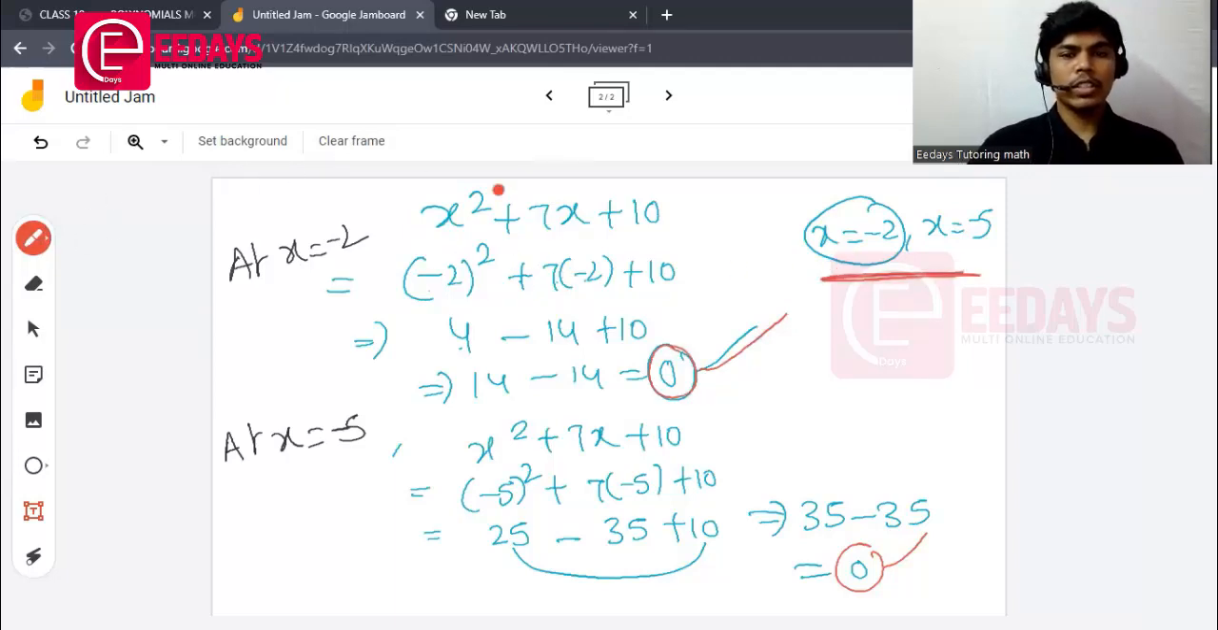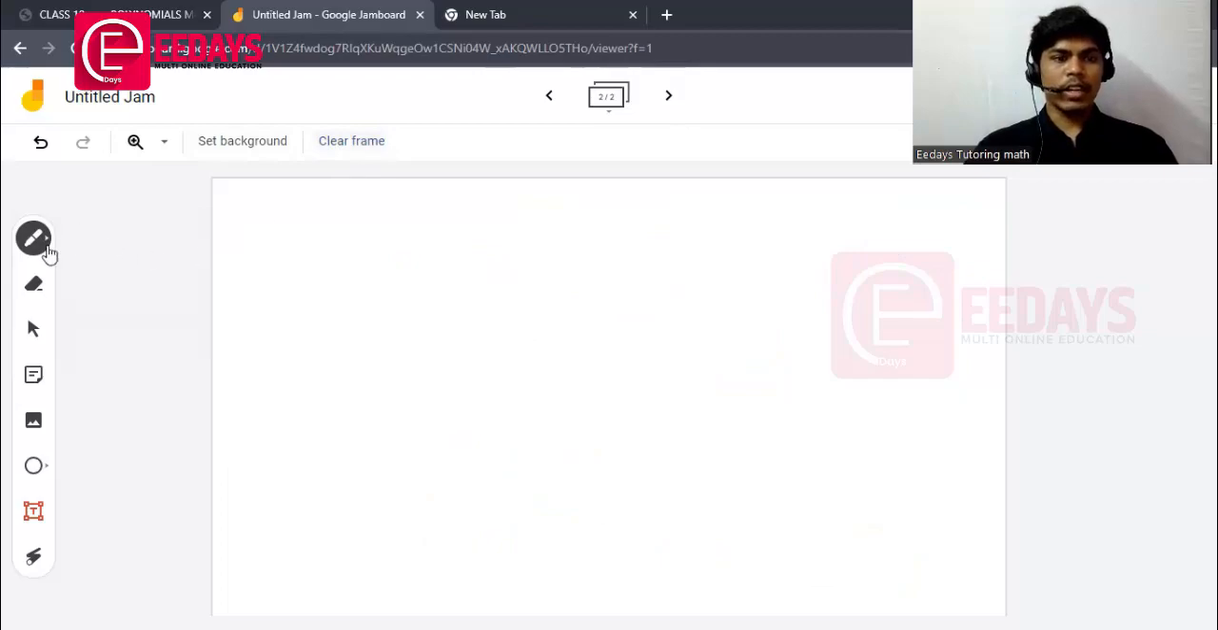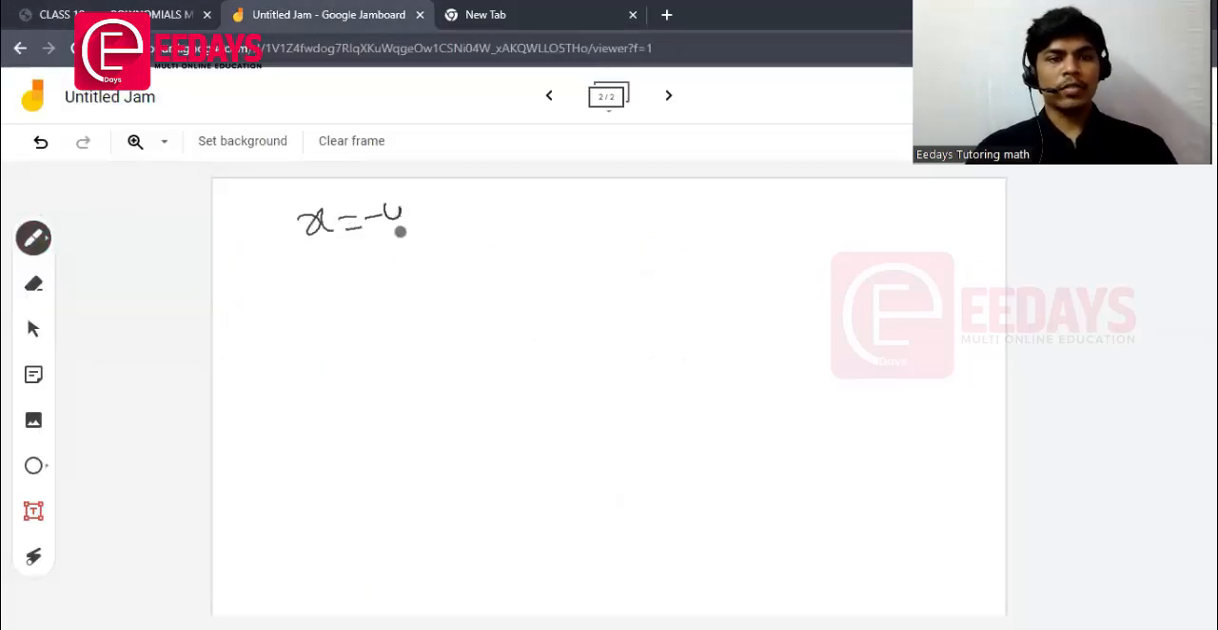Or else, you just cross check the other options. Okay, I want to clear this and explain for your reference. Those who want to do the substitution method, you can substitute and eliminate options like this. Let's check the first option: -4, -3. X is equal to -4 and x is equal to -3.